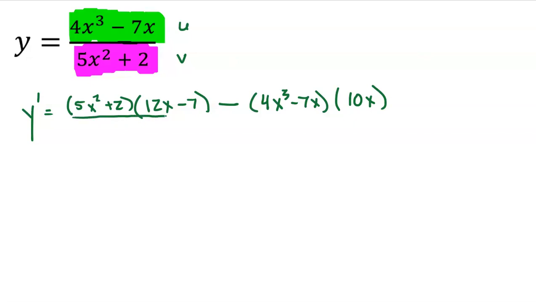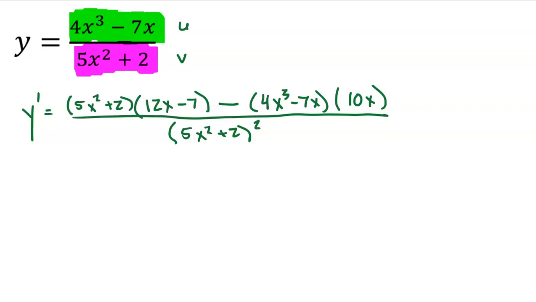And then I'm going to divide it all by my current denominator, currently completely left alone, squared. Make sure you put parentheses around it, because some kids will say, oh, that's 25x to the fourth plus 4. No, it's not. It's the entire denominator as a quantity, 5x squared plus 2, all squared.